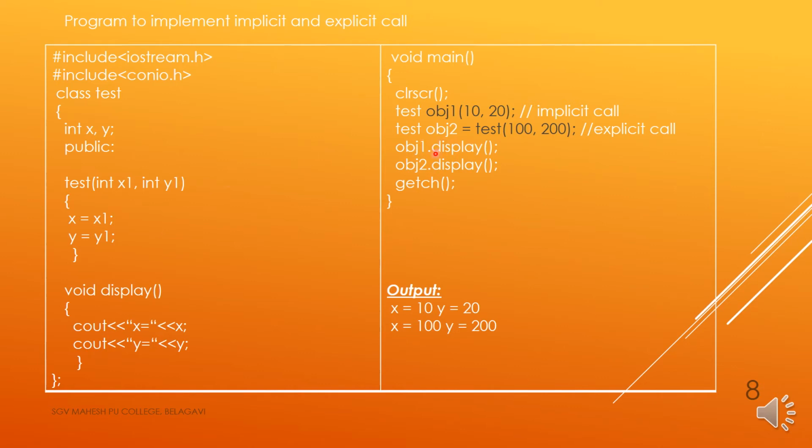So after that, I call object 1 dot display. You are displaying the values of x and y. You call object 2 dot display x and y. So initially you are passing 10 and 20. You are going to display the values of x and y as 10 and 20. Next, you're calling explicitly. It becomes 100, 200, and you display 100 and 200.